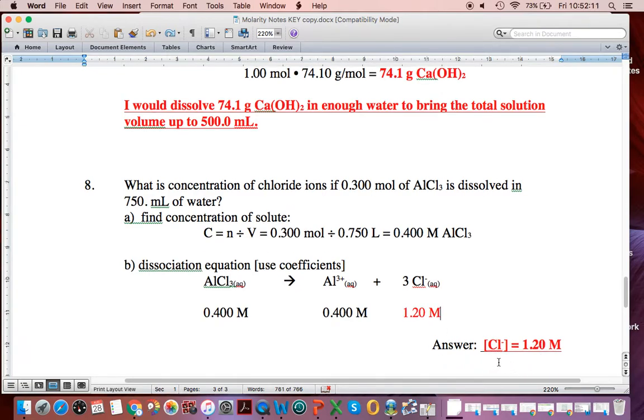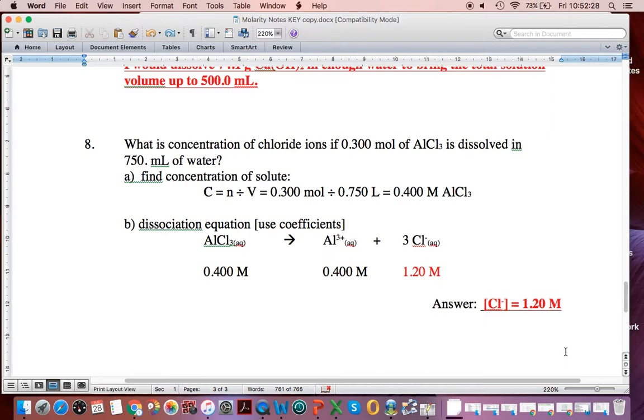And square brackets are used to represent concentration. So we love our abbreviations and symbols. They save a lot of writing. Square bracket chloride means the concentration of chloride ions. And then we put in our number with our units. All right, take 7's the charm. Finally got this one done and buried.